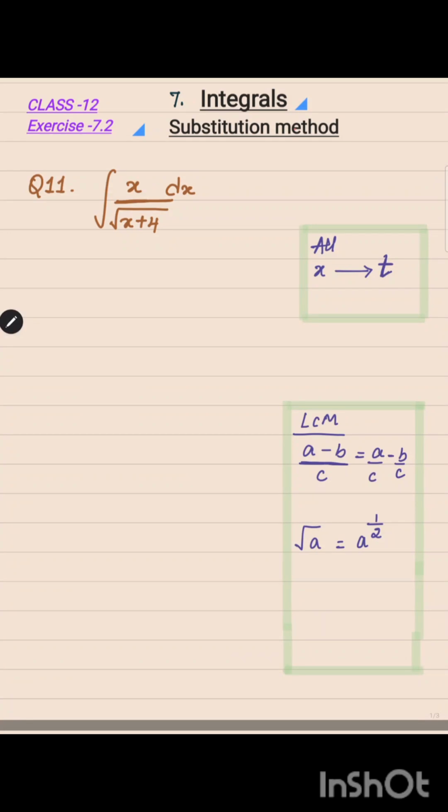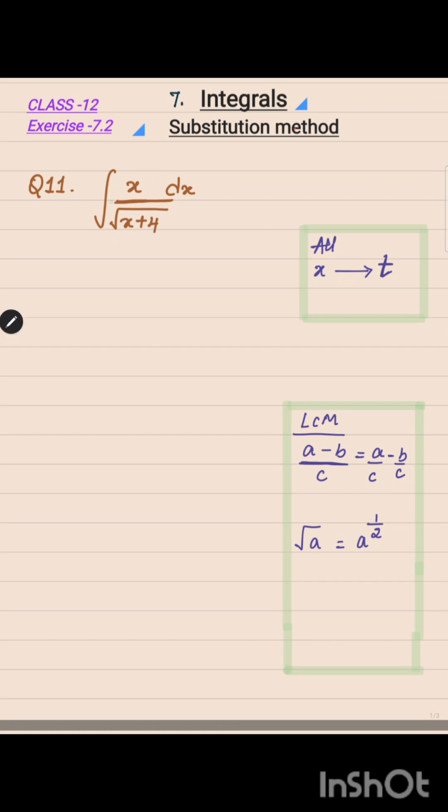From the 7th chapter Integrals, exercise 7.2, we have completed 10 questions. You can watch my previous videos to learn how to apply, when to apply, and what are the tricks and techniques that we have to know before applying the substitution method. Let us solve the 11th one.